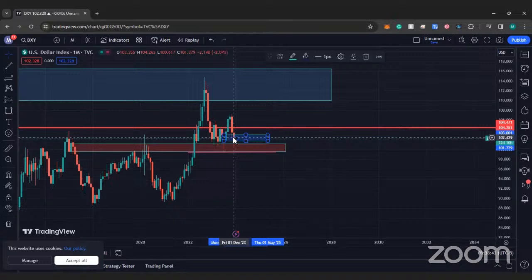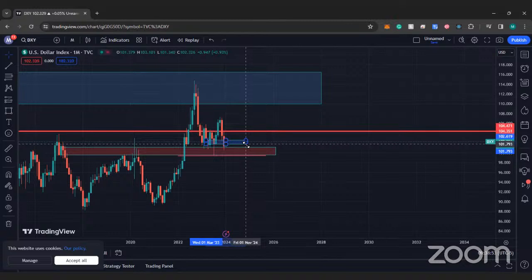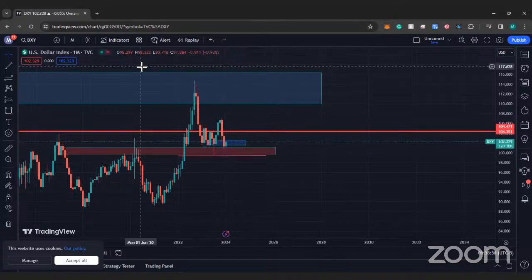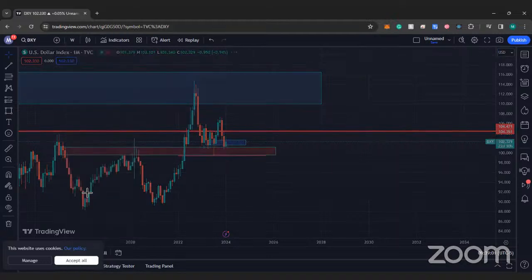Right over here at 102, the body of the candle has been broken beneath. Now, even if you use the other candle body, so the other demand order block right here, the price has still invalidated that. So immediately, my mind is thinking that we're going for a short.